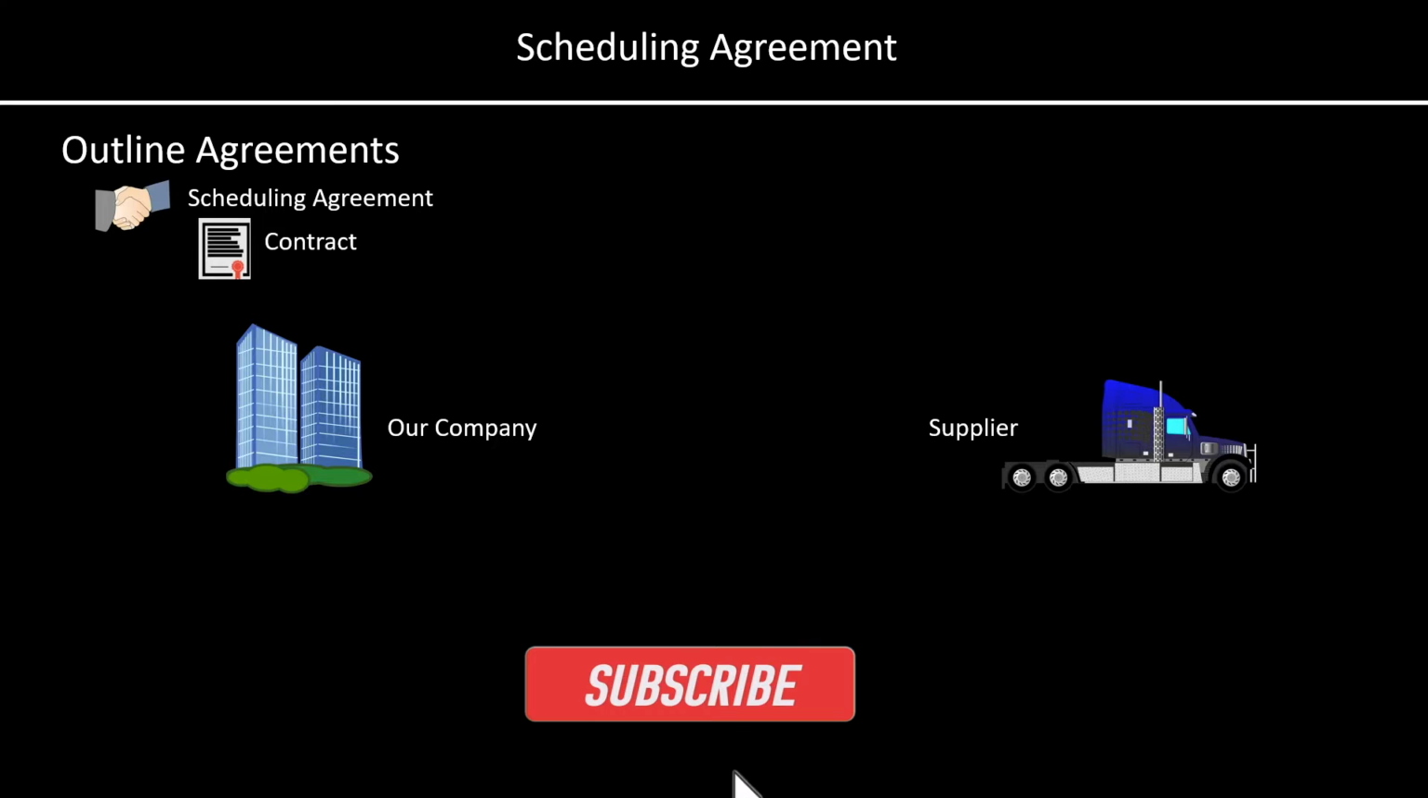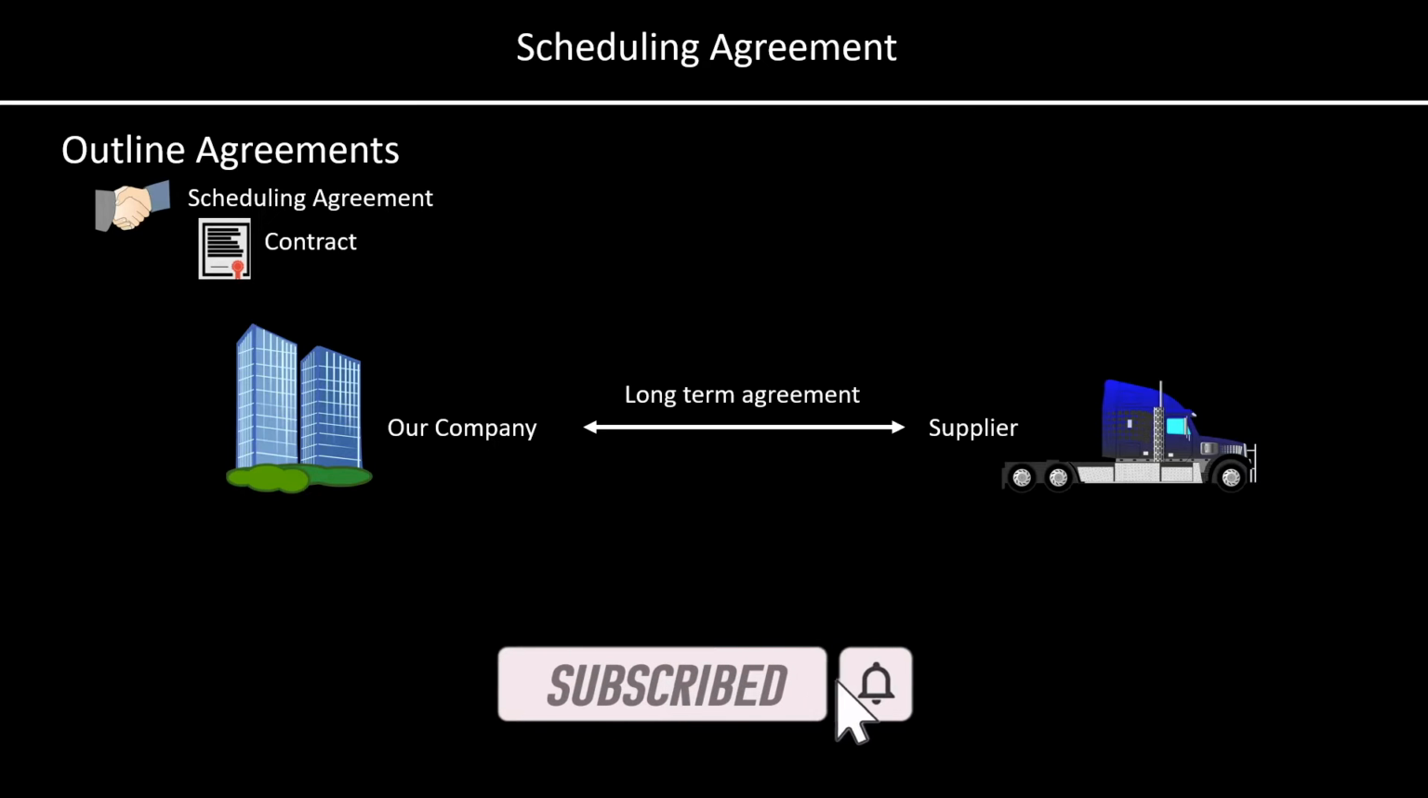Before we jump into the system demonstration, which is valid for both SAP ECC and SAP S/4HANA GUI version, I brought you one slide to explain the process of a scheduling agreement. So first of all, a scheduling agreement is one of two types of so-called outline agreement. The other type would be a contract.